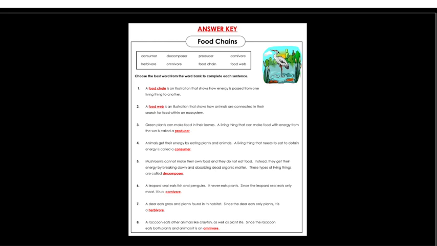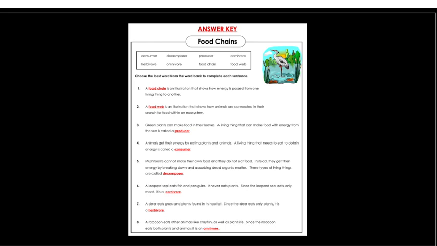So it says a food chain is an illustration that shows how energy is passed from one living thing to another. Number 2, a food web is an illustration that shows how animals are connected in the search for food within the ecosystem. Number 3, green plants can make their food in their leaves. A living thing that can make food with energy from the sun is called a what? Producer. Good job. Animals get their energy by eating plants and animals. A living thing that needs to eat to obtain energy is called a what? Consumer.